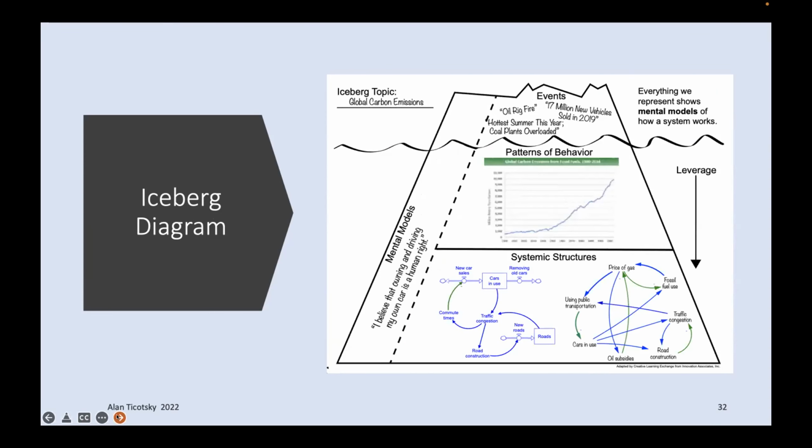Here's one that we used in the book to show carbon emissions and behavior over time in the pattern level, and then a causal loop and a stock flow diagram there. And the mental model going along here is particularly for people in the United States, that owning and driving a car is a human right.